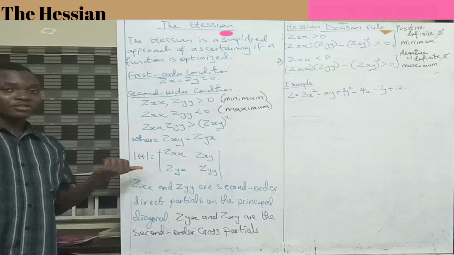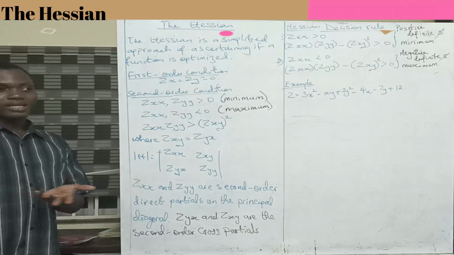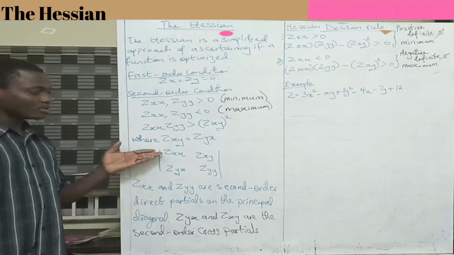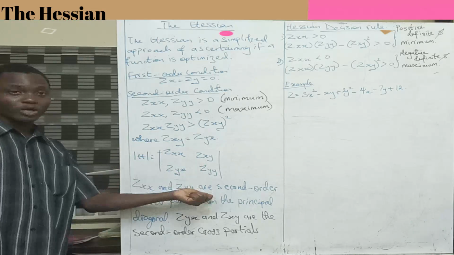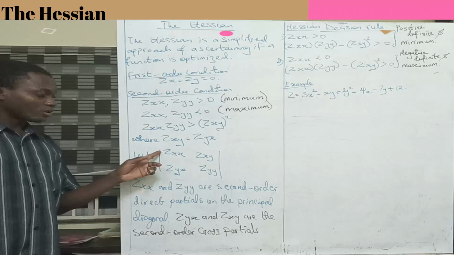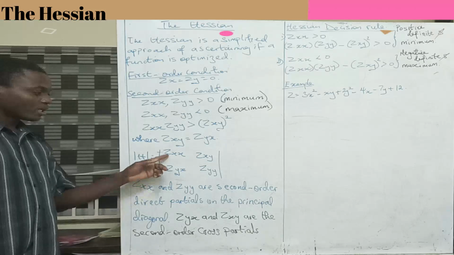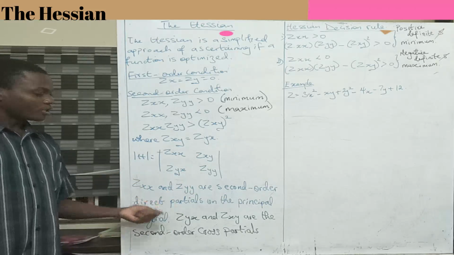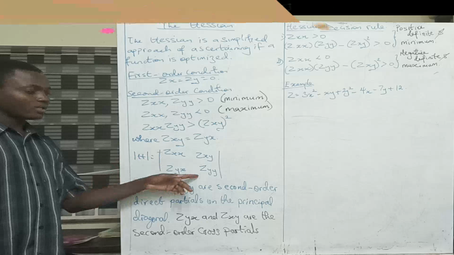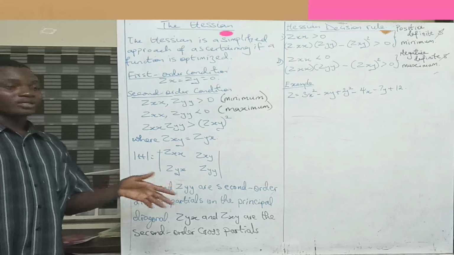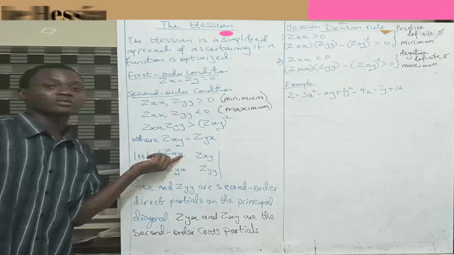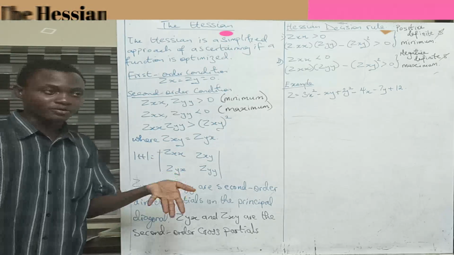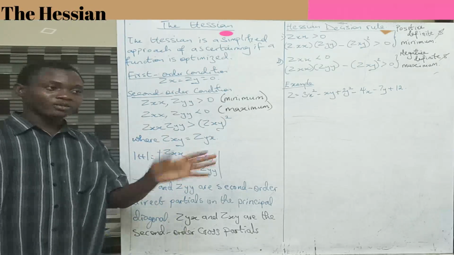So we have H, right? It's more or less like this: H equals zxx, zxy beside it, zyx, zyy. Here, you call these your second order direct partials. So zxx and zyy are second order direct partials. That is, you are differentiating two times. So zx the first, then zxx, that's the second time.